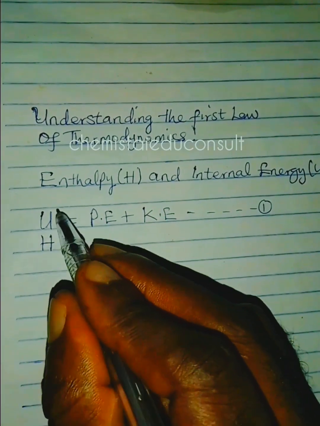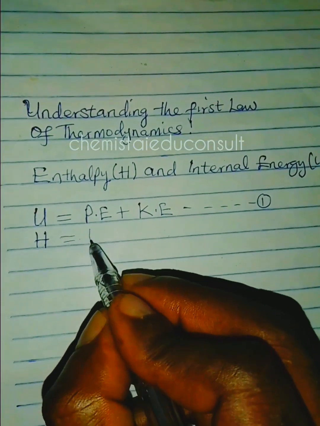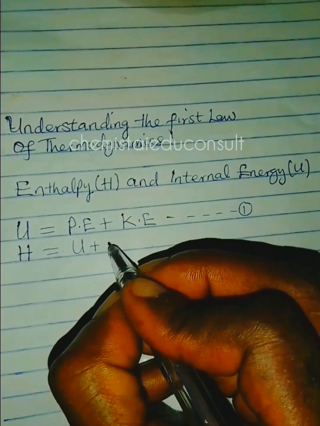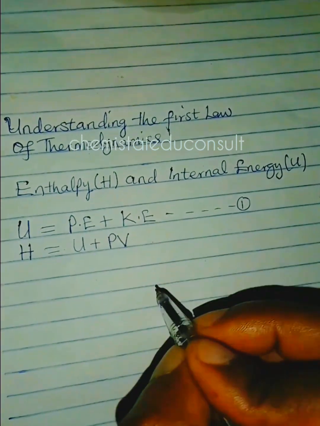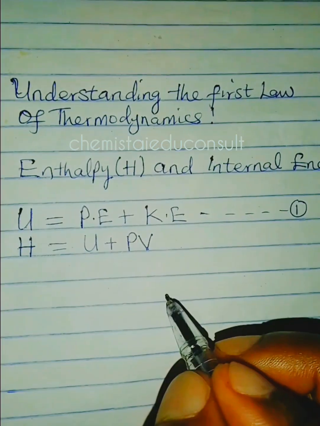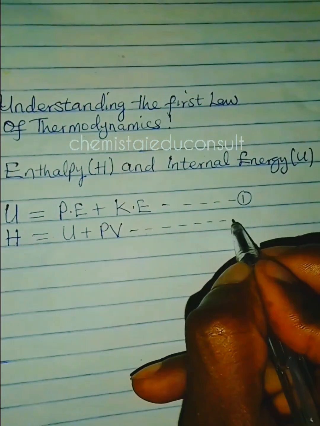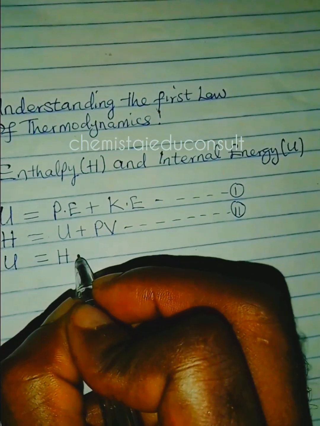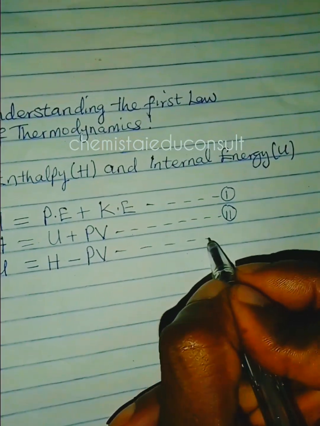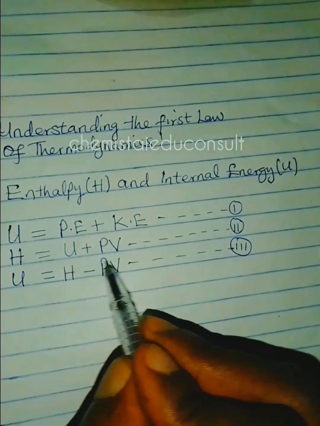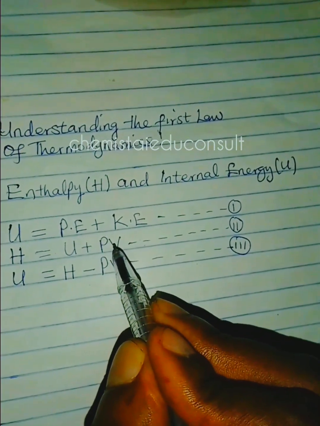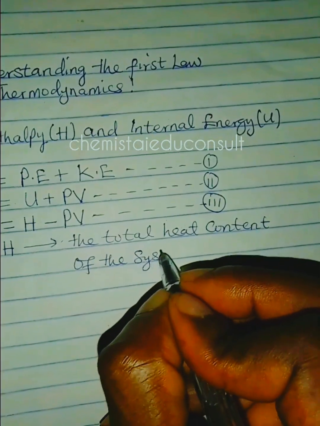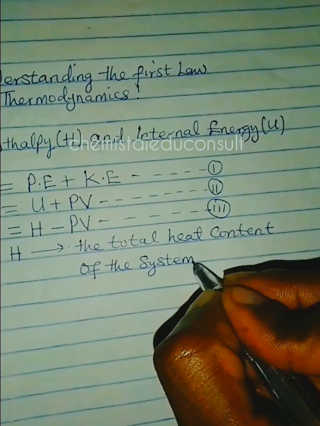So enthalpy is the sum of the internal energy and the energy used to create space. This extra energy is made possible by the pressure which shifts the boundary to create volume. Therefore, enthalpy is equal to U plus PV. Let's call this equation 2. But to make U the subject from equation 2, we have H minus PV. Let's call this equation 3. But experiment shows that U plus PV, which defines H, creates the heat of the system. Therefore, enthalpy, which is U plus PV, could be defined as the total heat content of the system.